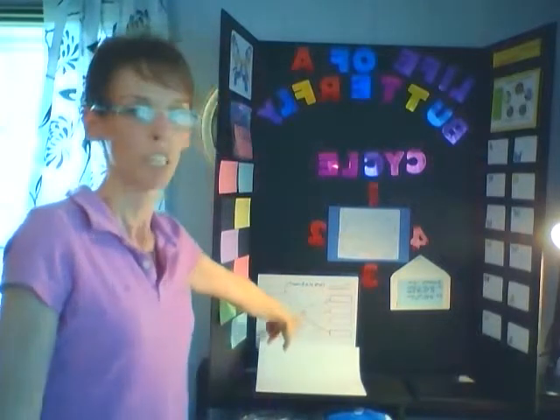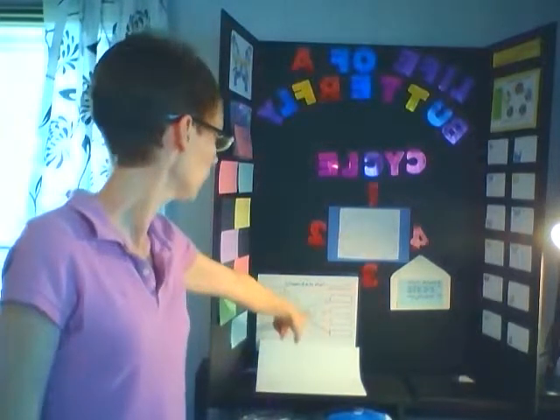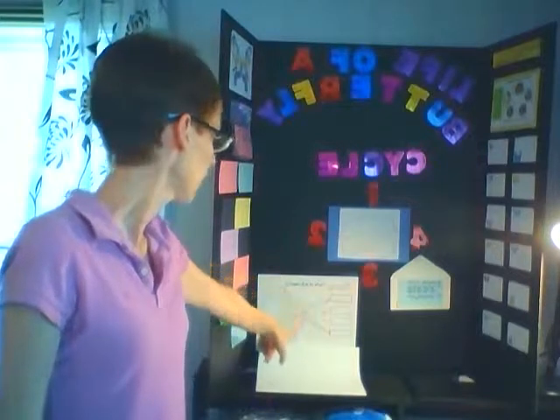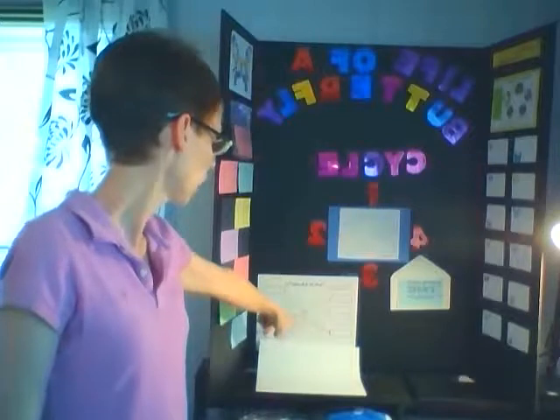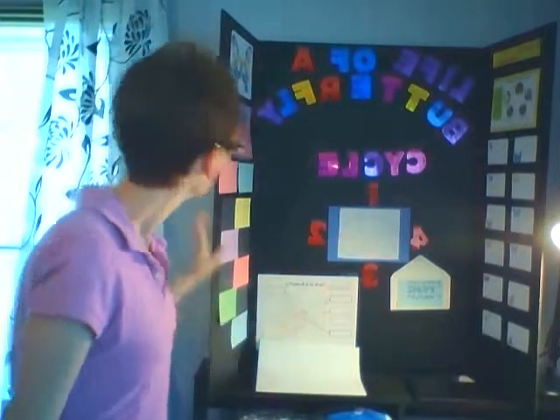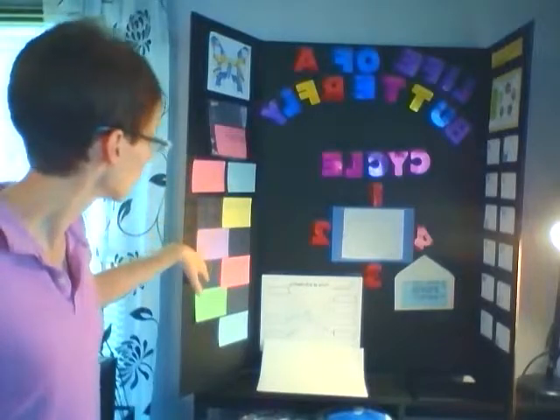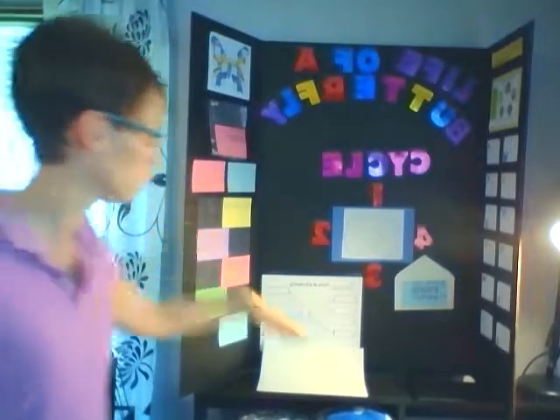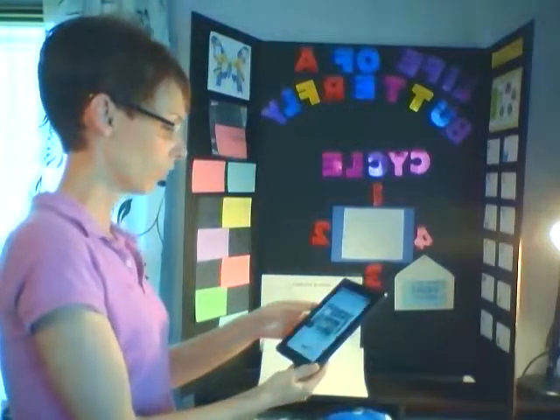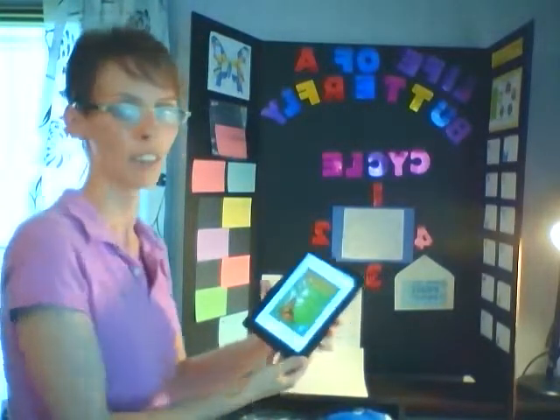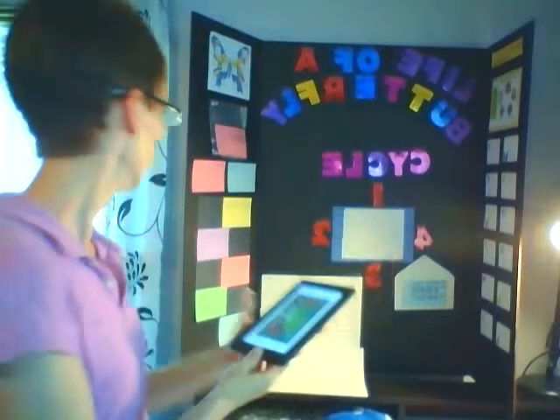Then here they can name each part of the butterfly: the wing, the antenna, the eye, the abdomen, and the thorax. And then over here are some fun facts that they can read, and then they are able to add fun facts from the Kindle with the book. It's called Butterflies and Caterpillars.